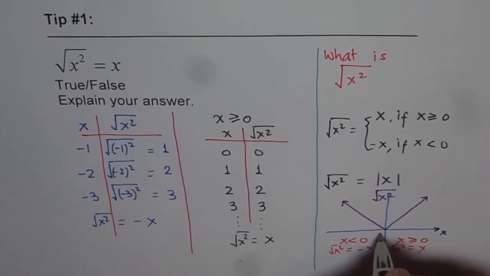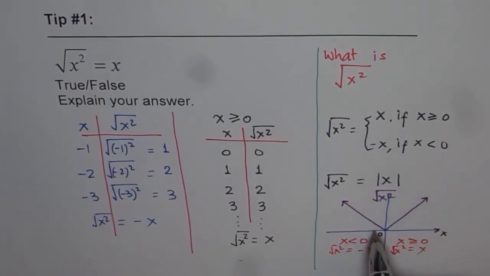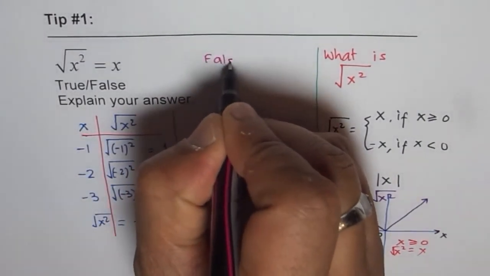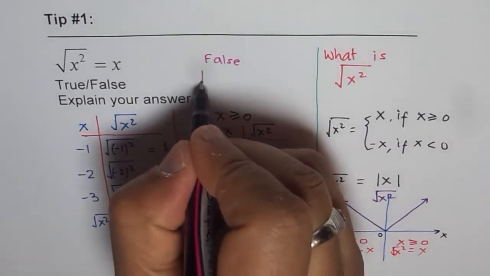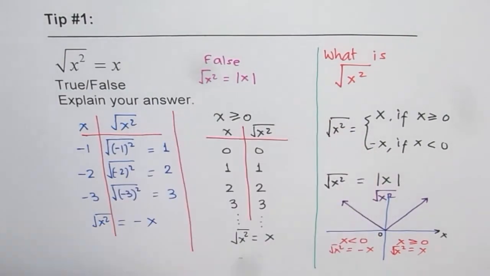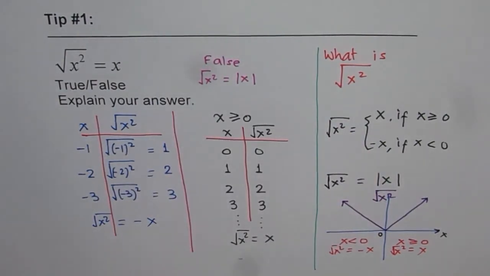So this is the x value. Here we have 0. It is absolute x and not x, and therefore the answer is false, right? So we get false. Square root of x squared is equal to the absolute value of x, not x. So that is how we should understand what is square root of x squared.